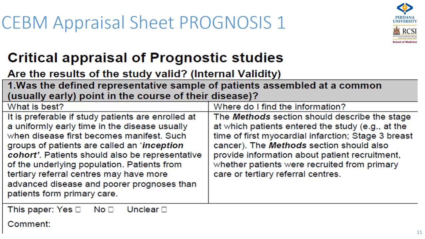So let's look now at some of these sheets. The first one is a prognosis sheet, and these are useful to have with you when you do your critical appraisal. So the first thing you want to know about, are the results valid? This is about internal validity within the study population. So was the defined representative sample of patients assembled at a common, usually early point in the course of their disease? So this is looking at an inception cohort. In other words, a group of patients in whom you're going to follow them up for a period of time to see that they develop a particular illness, for example.